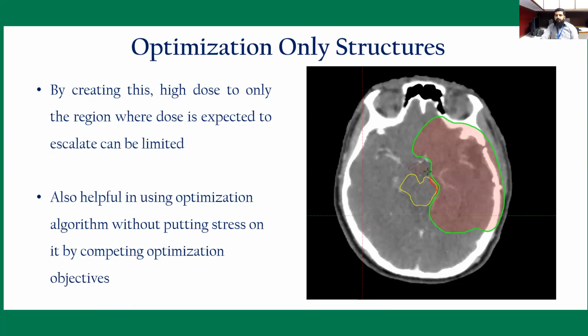This is an example of an overlapping structure with PTV and brainstem. The red is the PTV contoured by the physician, which is merged with the yellow brainstem. Later on, a VMAT PTV was introduced in green so that we can have better optimization and we can limit the dose to the structure overlapping in the normal organ.